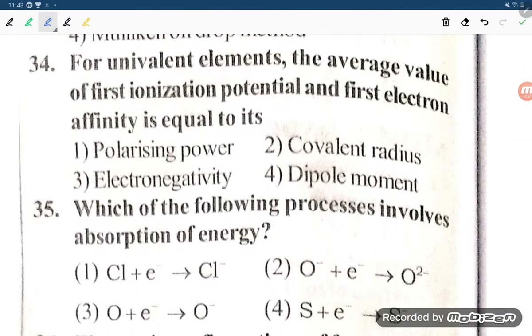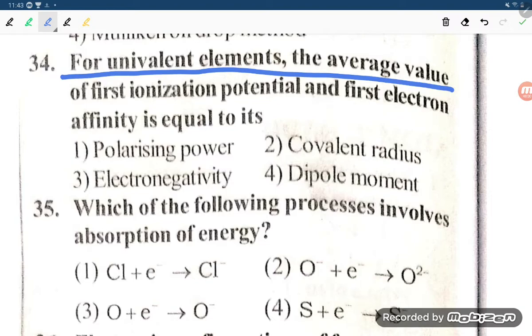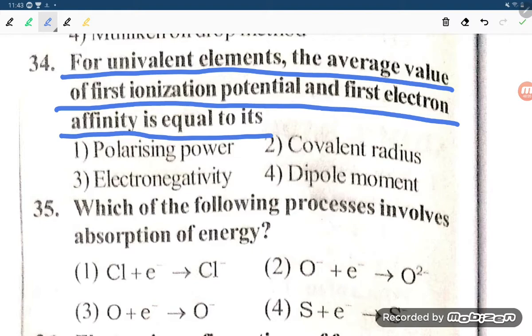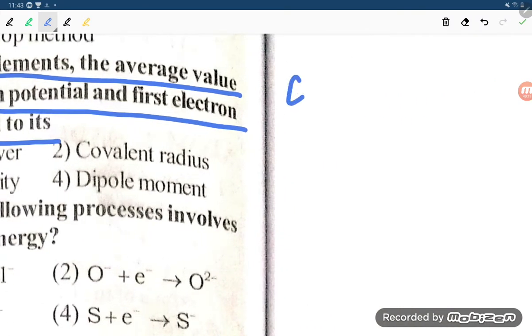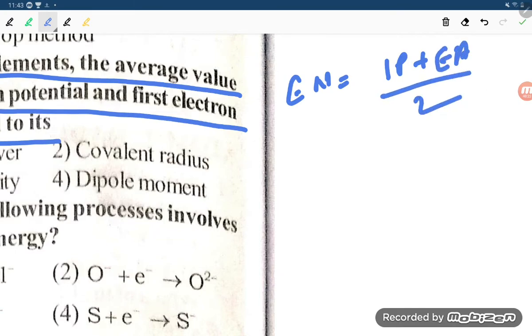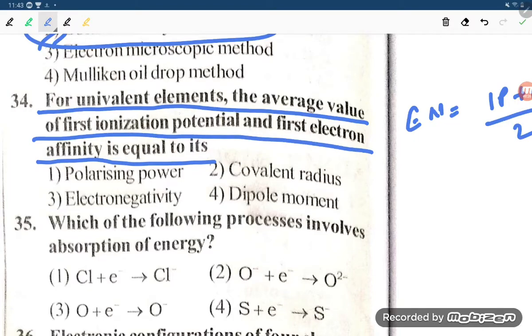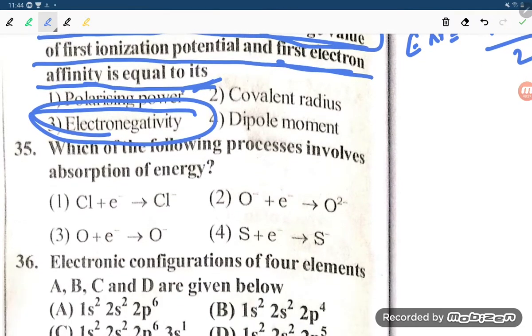Next one, question number 34. For a univalent element, the average value of first ionization potential and first electron affinity is equal to its what, student? Electronegativity is equal to (Ip plus Ea) by 2. So the question says the average, that is half, of ionization potential and first electron affinity is equal to its electronegativity. So the correct option is option number 3.